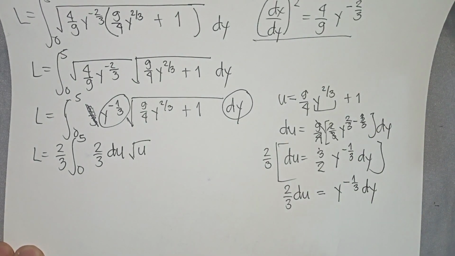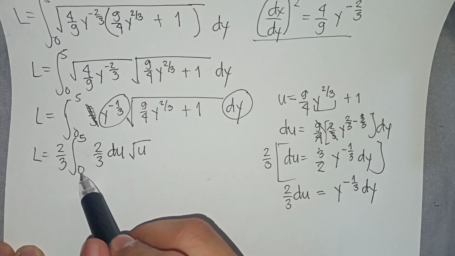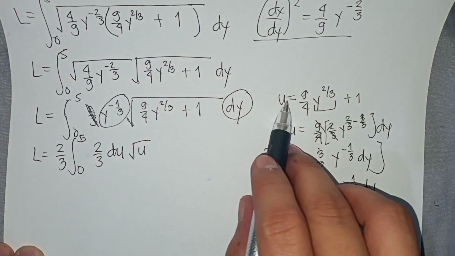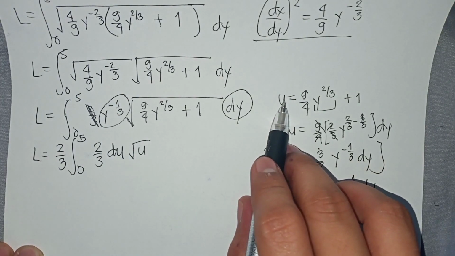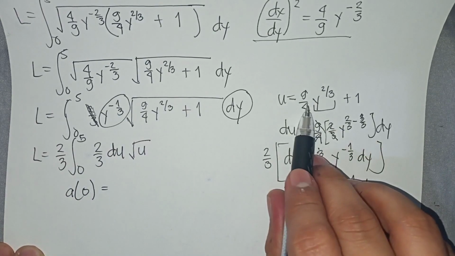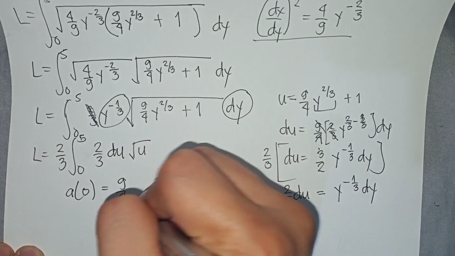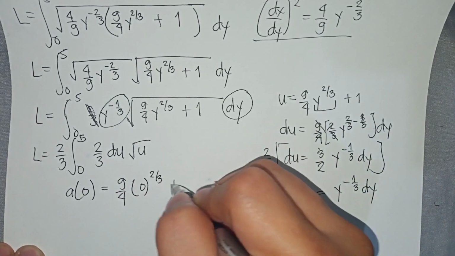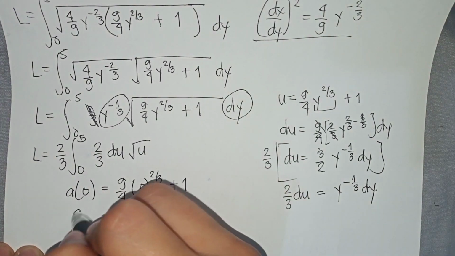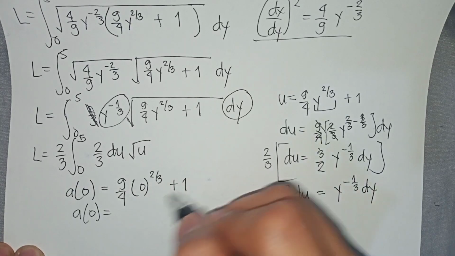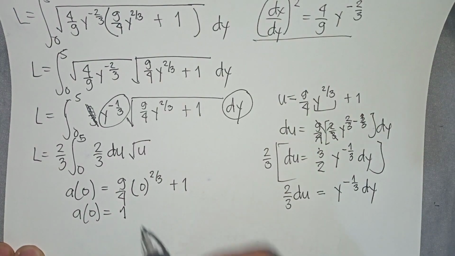Pero, yung magiging interval natin, hindi na natin gagamitin yung 0 tsaka yung 5. Bakit? Kasi nag-let u tayo. So, evaluate natin yung bagong value natin ng a tsaka b. So, paano? So, a of 0 doon sa nilet u natin, which is 9 over 4 times y. So, yan ay magiging 0 raised to 2/3 plus 1. So, magiging bagong value ng y natin, yan ay 0 times 9 over 4, 0 plus 1. So, yan ay 1. Okay, so ito yung bagong value ng a natin.